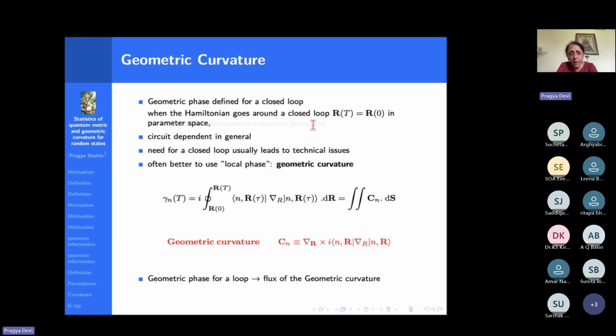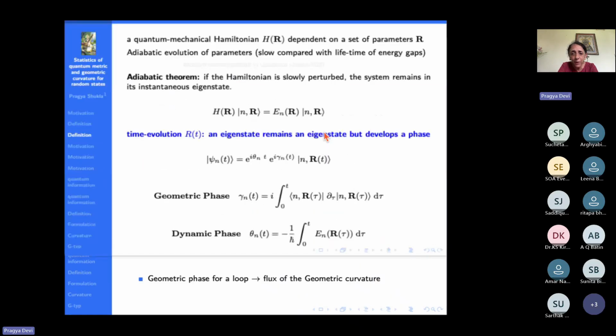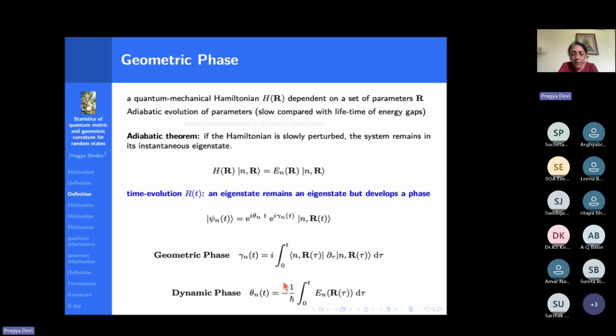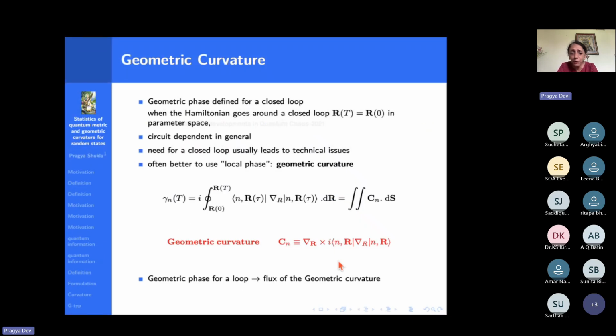For calculation of geometric phase, you need to have a detailed analysis of the closed loop, and that may lead to technical issues. So instead of calculating it, it's better to focus on the quantity which you don't have to integrate, because for integration, you are integrating over the parameter space, and you need to know the details of how you are going around the parameter space. But if you just consider the local quantity before integration, you don't have to do that.